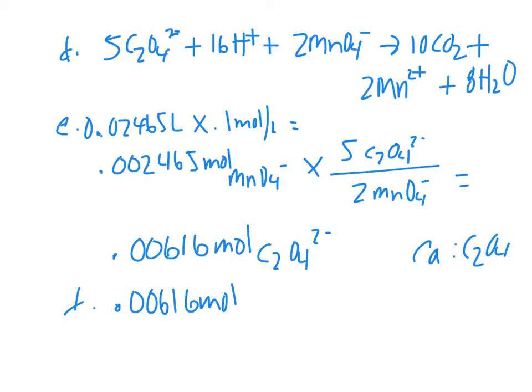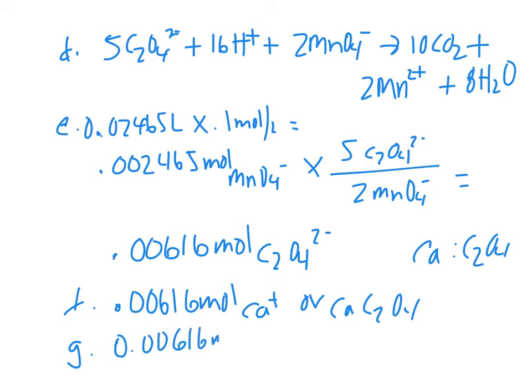So then in part G, when I'm asked to calculate what's the percentage by mass of calcium oxalate in my original mixture, I could take my 0.00616 moles of calcium oxalate, and I figured out that calcium oxalate weighs 110.9 grams per mole, giving me 0.676 grams of the calcium oxalate.